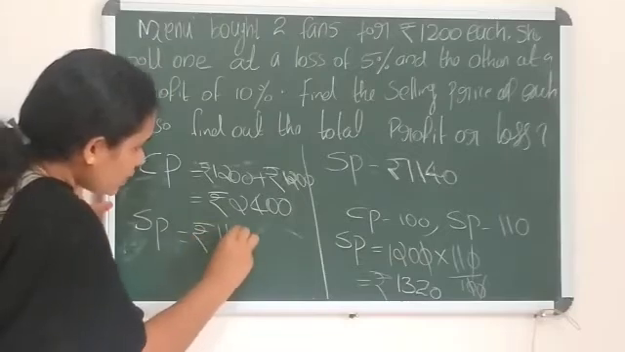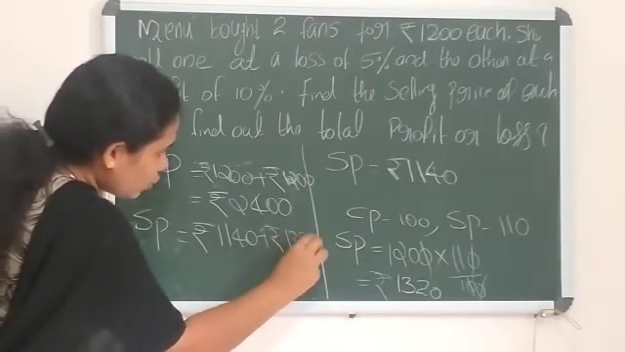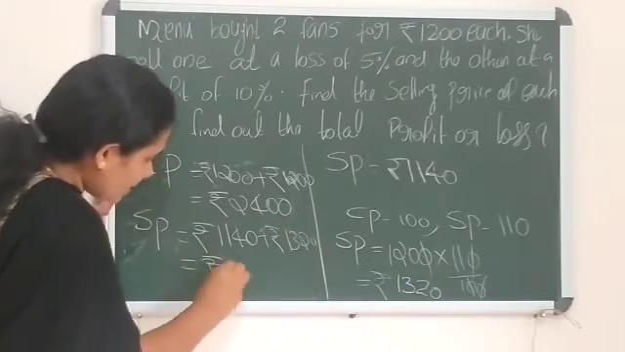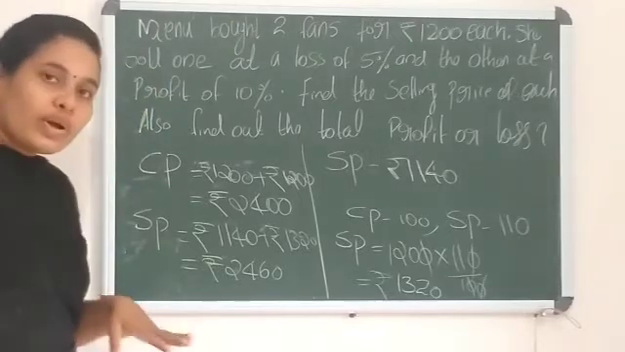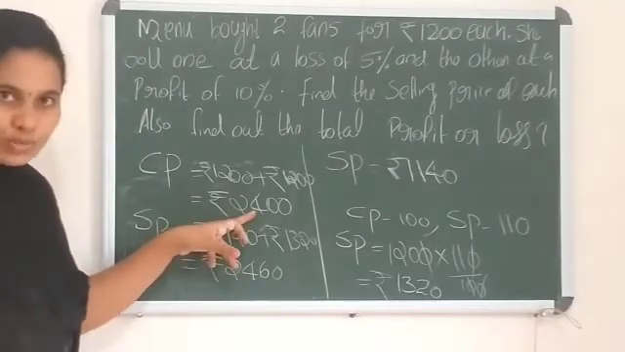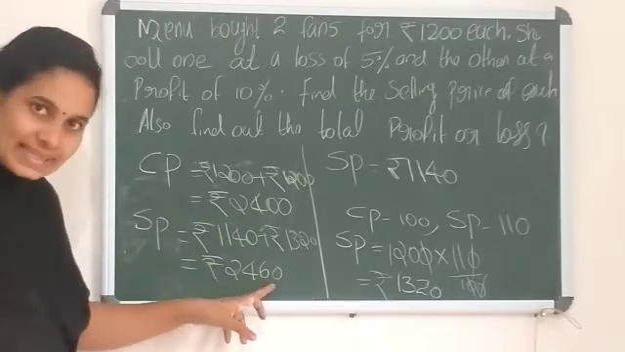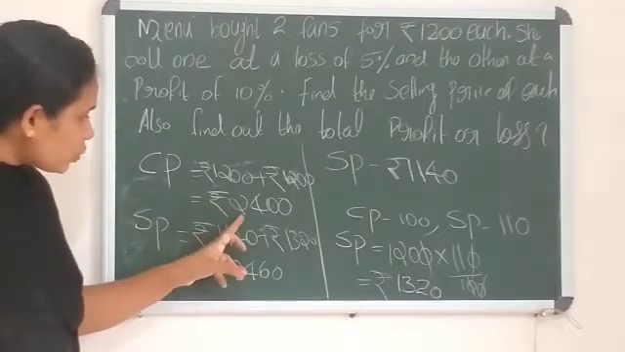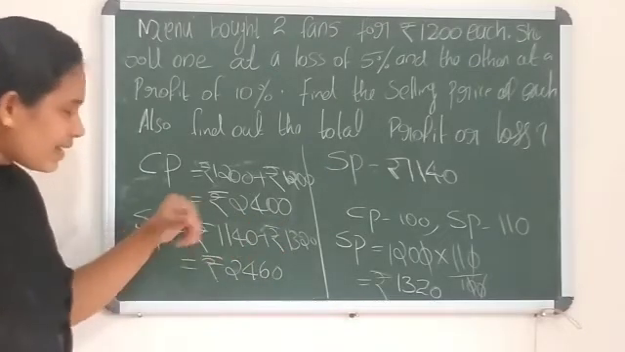Rupees 1140 plus rupees 1320, that is rupees 2460. Okay, here you can see that selling price is greater than cost price. Selling price is rupees 2460 and cost price is rupees 2400. It is very clear that selling price is greater than cost price.